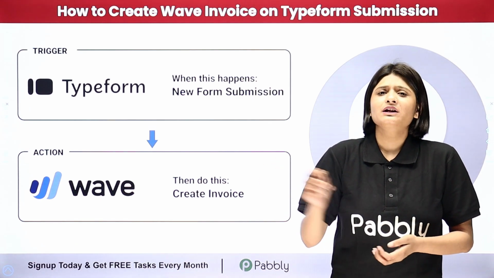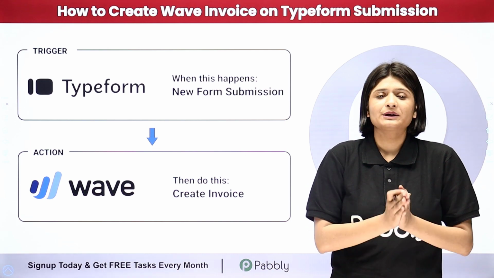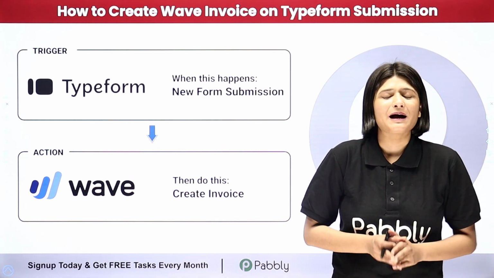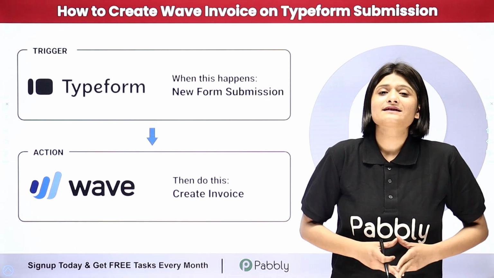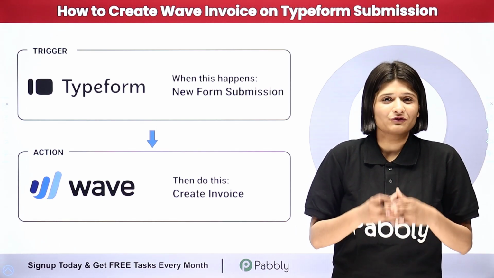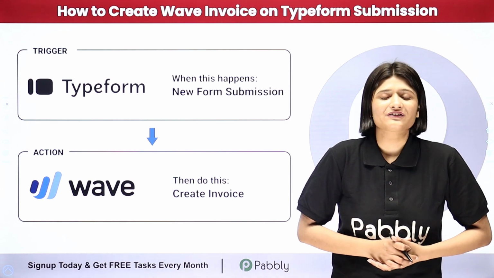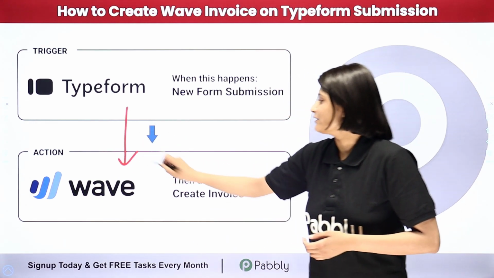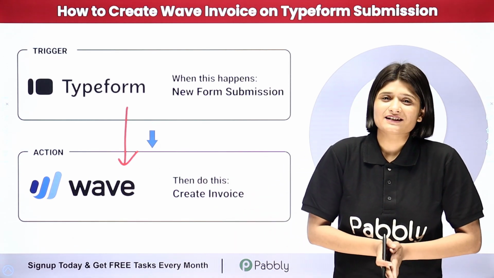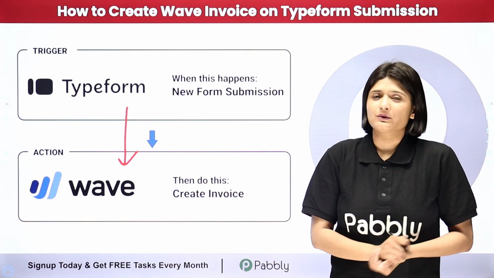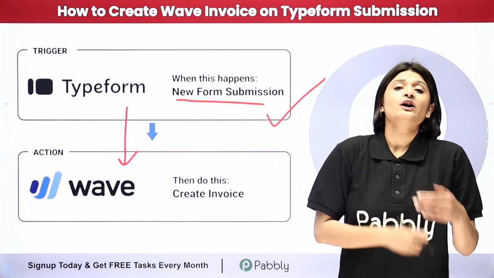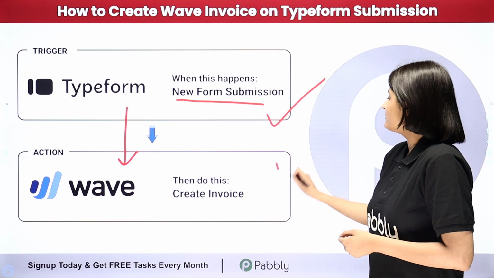Now doing this manually will be a very time consuming task, so I am going to completely automate this process, and to do this automation I am going to use Pabbly Connect. Pabbly Connect is an amazing automation and integration software which requires no coding or programming skills. Here I just need to build a connection between Typeform and Wave. With the help of Pabbly Connect, I am going to build this connection in such a way that whenever there is a new form submission in my Typeform, an invoice will be automatically created in my Wave account.